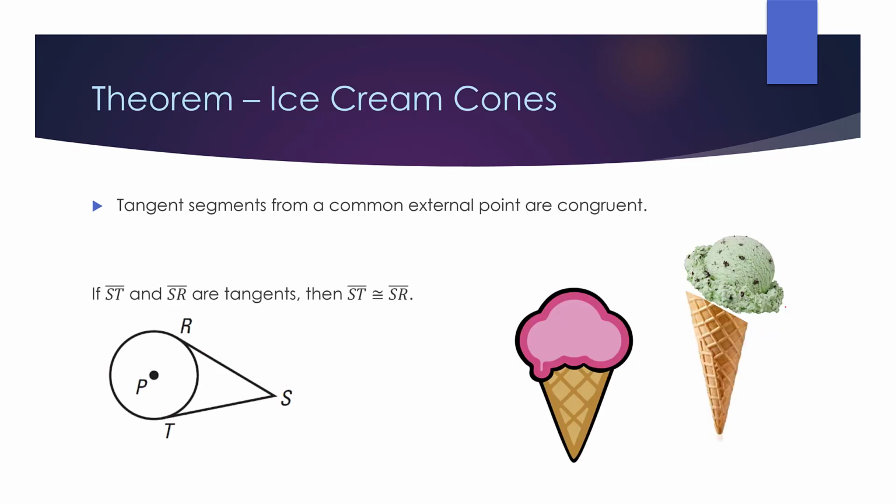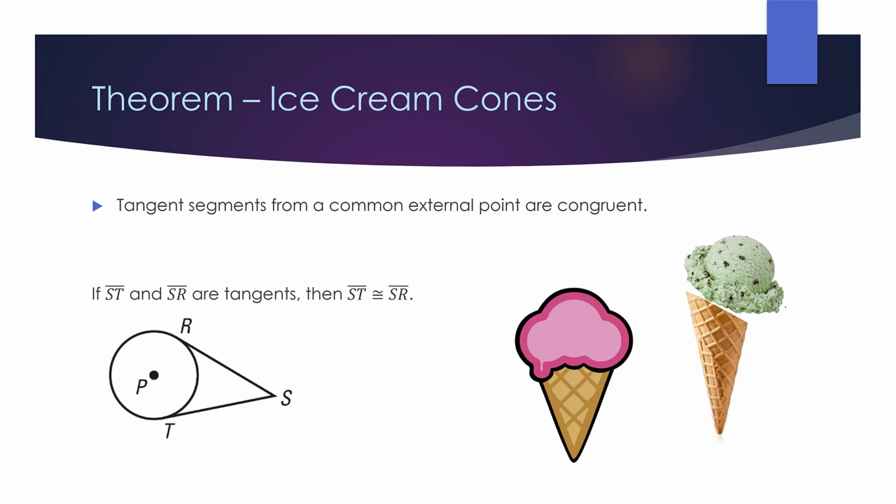All right, we're going to go ahead and look at another theorem. Okay, this is what I call the ice cream cone theorem. So tangent segments from a common external point are congruent. So in the diagram here on the left, we'll come to our ice cream cones here in a minute. If ST and SR are tangent, that means that they are congruent, because they have that point S in common. I call this the ice cream cone theorem because if you have an ice cream cone, you want both sides to be equal length. That's what keeps your ice cream on top.